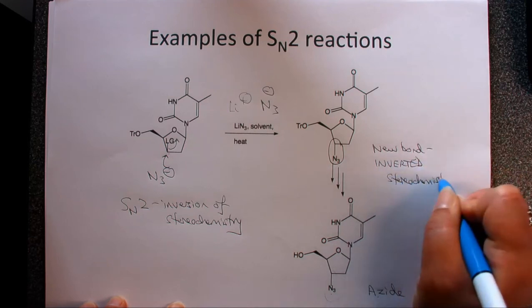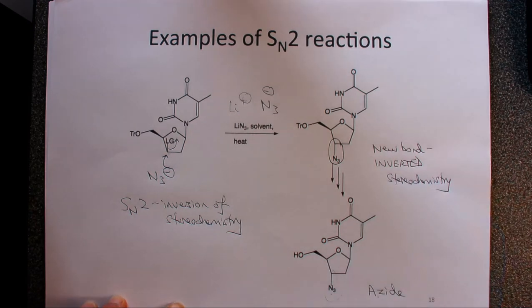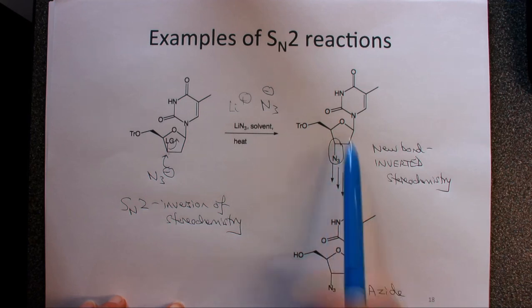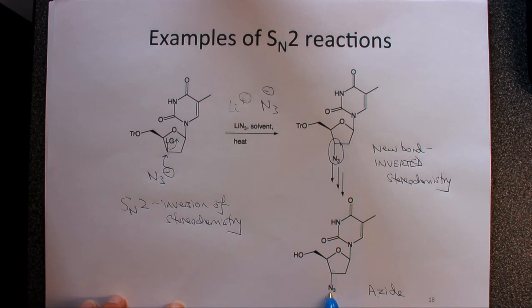And that was the key step in introducing that in the correct orientation. A whole series of different reactions were then required to convert this intermediate through to the material that was then used for the treatment of HIV. But it's a perfect example of where the SN2 reaction has been used in practice to make a drug which has had excellent effects in the clinic.